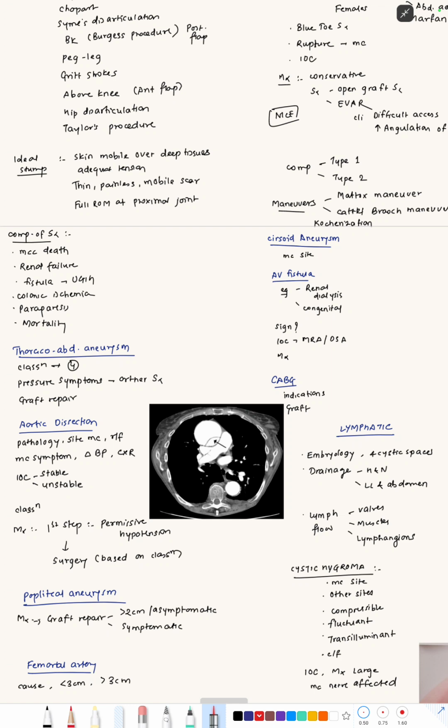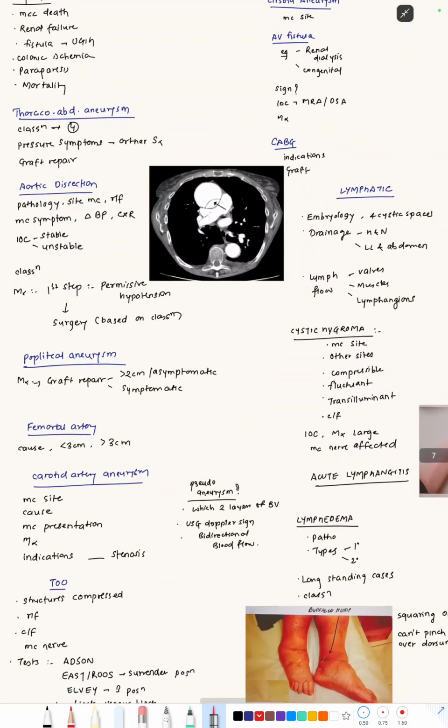Then causes, it is generally secondary to atherosclerosis. Then clinical features are going to be the same. Only the pressure symptoms are seen: dysphagia, dysarthria, and Ortner syndrome, where there is going to be a hoarseness of voice because of the left recurrent laryngeal nerve getting involved. Then graft repair is generally done. Investigation of choice remains the same, that is CT angiography.